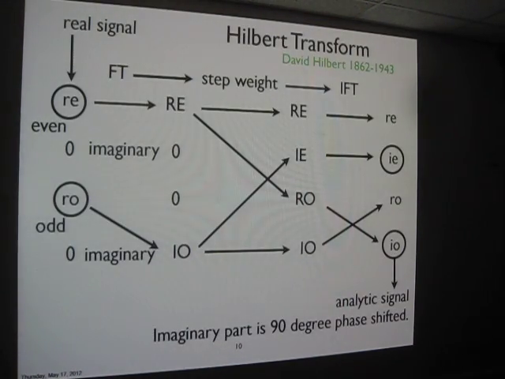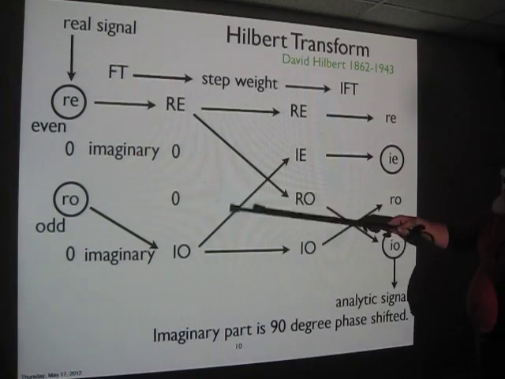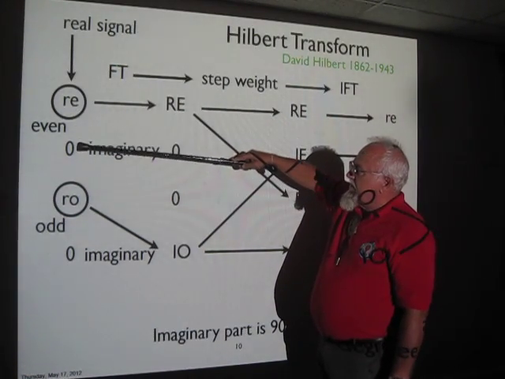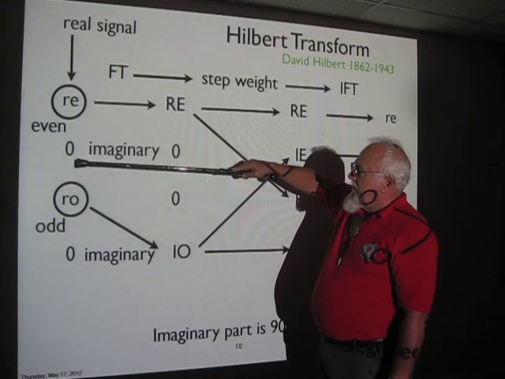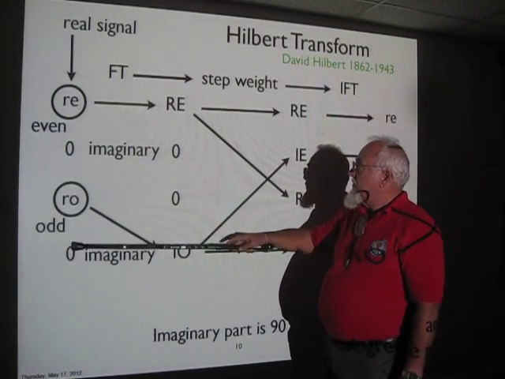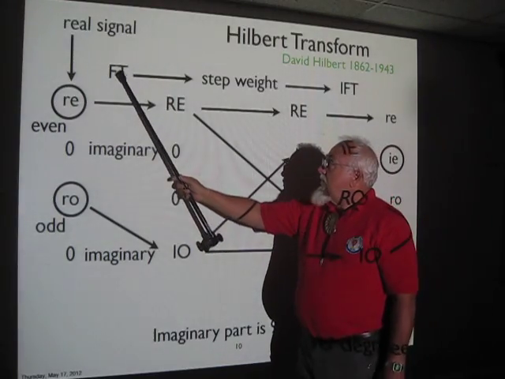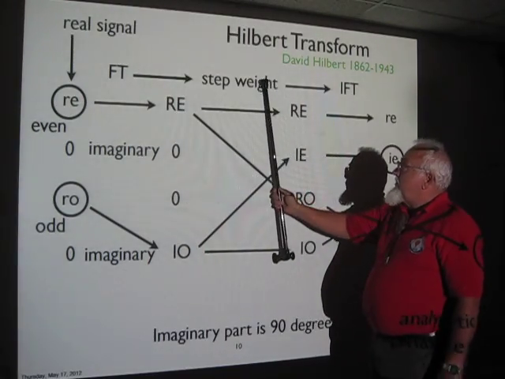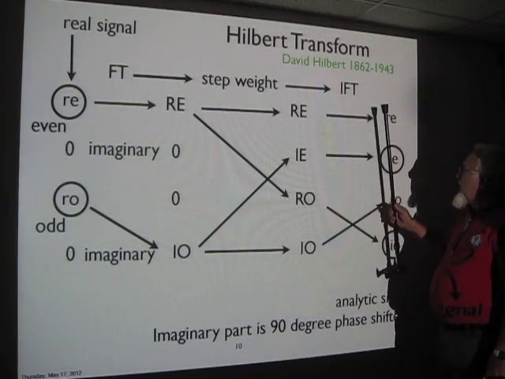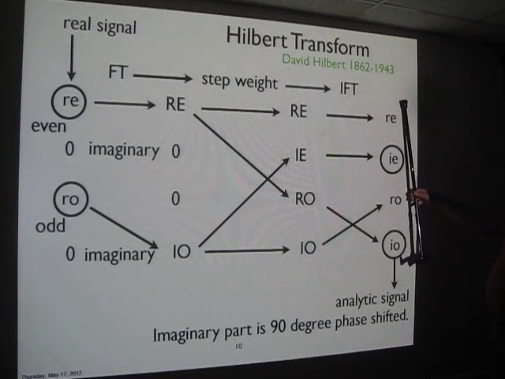Here we have the Hilbert transform. You have a real signal. You put in its even part on the top. If it has an imaginary part, you put that here. And you put its odd part here. The real odd part would be here, the imaginary odd part would be there. We're going to do a Fourier transform, then a weighting function, and then another inverse Fourier transform, and you'll end up with some signals over here which have both real and imaginary parts.